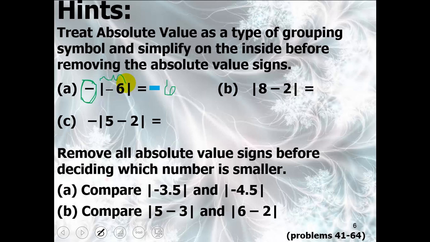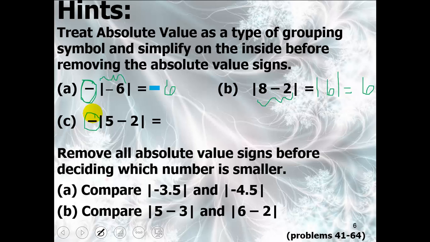All right? Now we want to simplify on the inside. So what is 8 minus 2? That's going to be the absolute value of 6. What's the absolute value of 6? Well, it's just a +6. Okay, why don't you try C? Now be careful of this. This kind of blends A and B together. So try that on your own and come back when you have an answer.